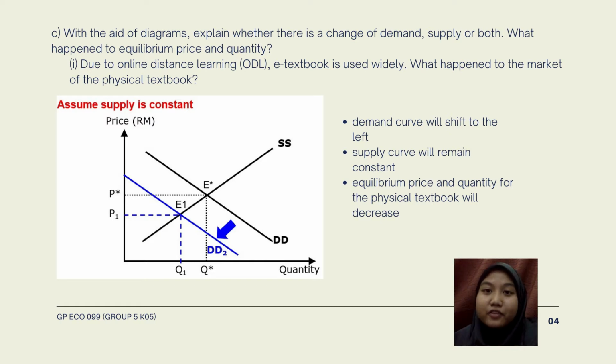In the market of physical textbooks, the demand curve will shift to the left due to the decrease in quantity demanded for physical textbooks. The supply curve, however, will remain constant, assuming that the quantity supplied of physical textbooks remains unchanged. As the demand curve shifts to the left, both the equilibrium price and quantity for physical textbooks will decrease.